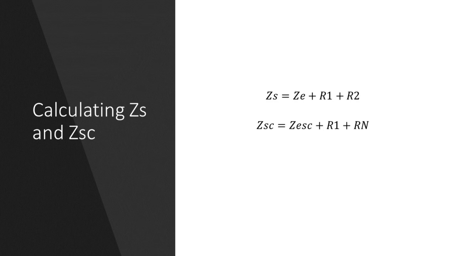However, when we're calculating at the design stage, we need to calculate the ZS and the ZSC. The way we do this for fault current is by adding the external impedance, the ZE, to the calculated R1 plus R2 to calculate the ZS. But for short circuit current, we take the impedance between line and neutral at the origin, the ZESC, and add to the calculated R1 plus RN to calculate the ZSC. So the calculation is similar, but the difference being that the impedance at the origin is between line and neutral.